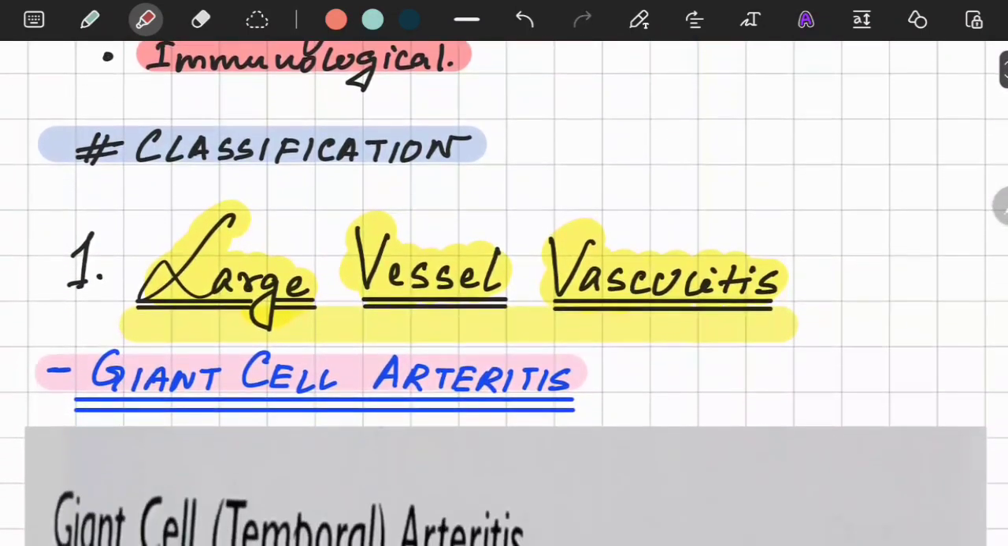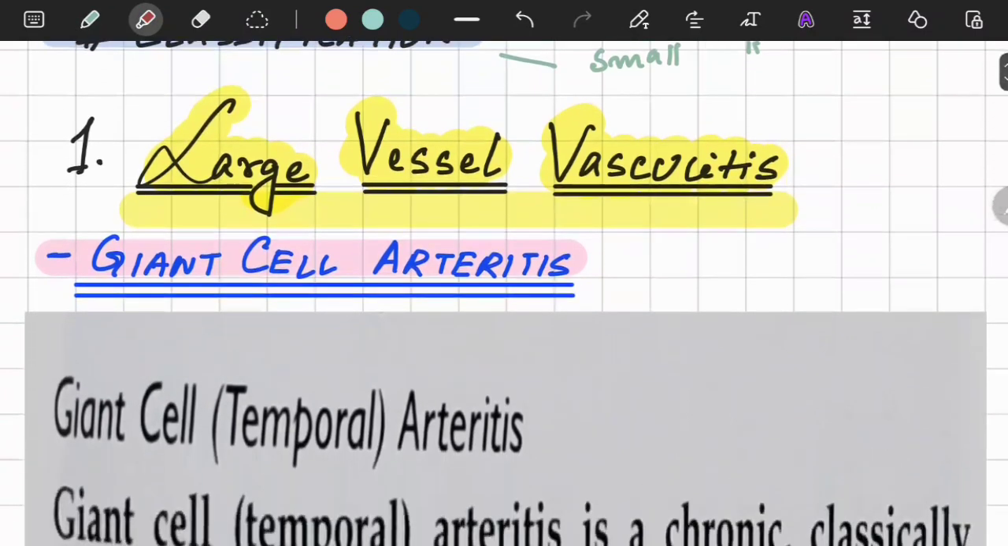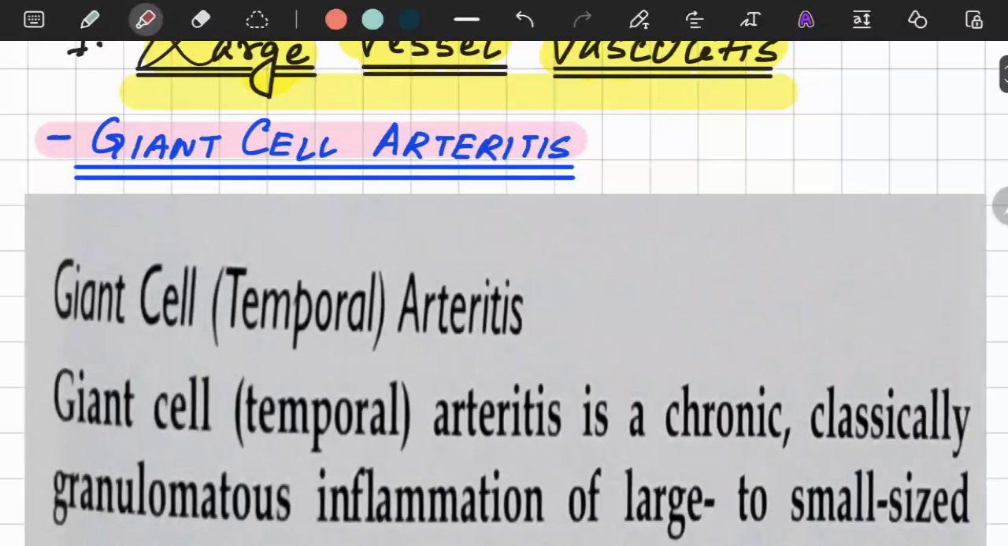So we will now get into the classification of vasculitis. This exact classification is not there directly in Robbins, but I've tried to sort it out and classify it into various categories. I've basically classified it into three categories: large vessel inflammations, medium sized vessels, and small sized vessels as well. First, let us get into the large vessel vasculitis, and the very first one is giant cell arteritis.